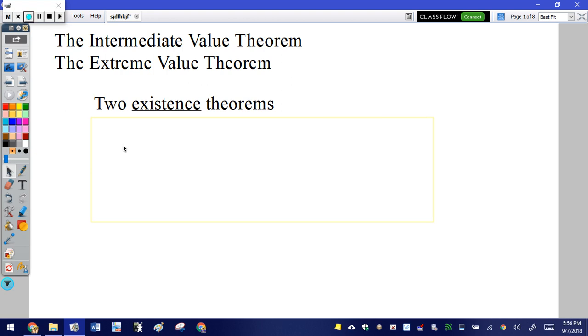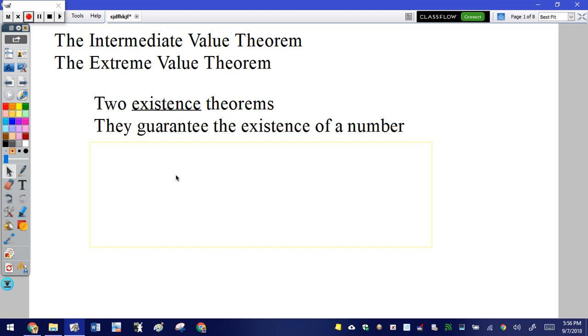They're existence theorems because they don't necessarily tell you what a certain function does at a certain place. It just tells you that a certain value must exist subject to certain criteria. They guarantee the existence of some number, and it describes why or where that number could exist. It doesn't really tell you how to find it, simply that it does exist.